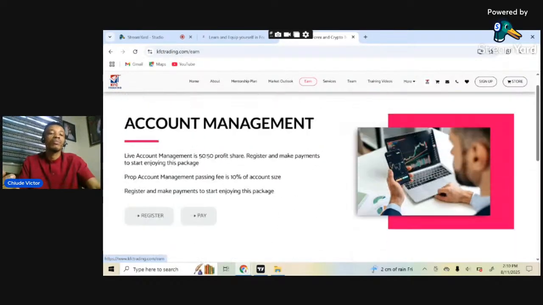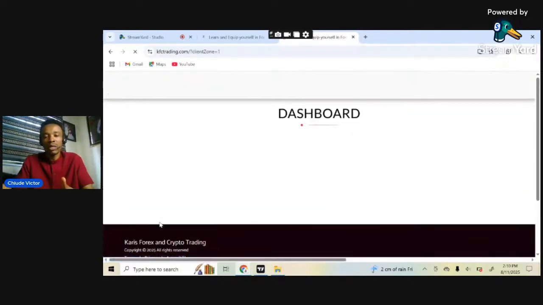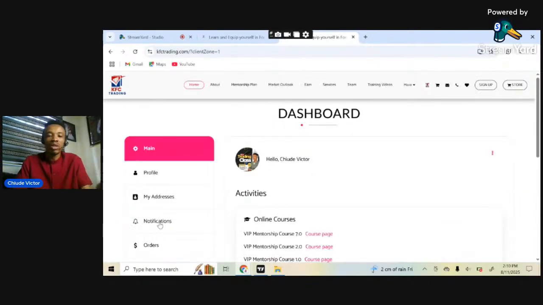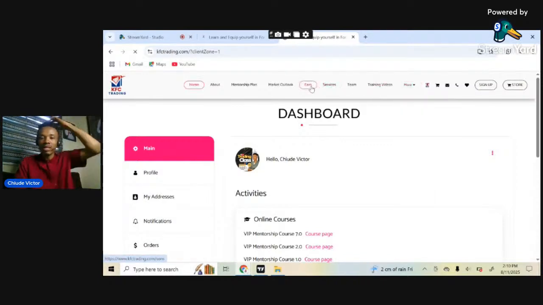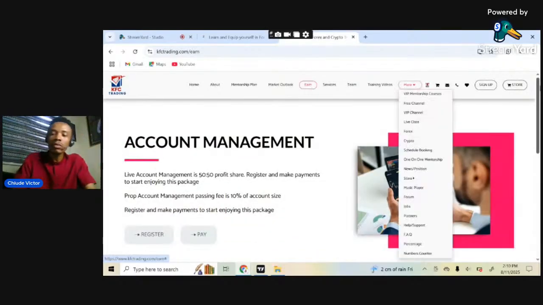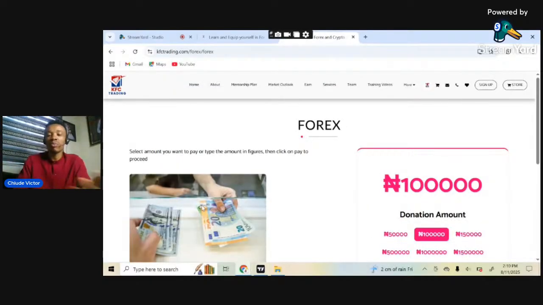And then we have account management, for people who are not able to trade by themselves. They need to register for us to do account management for them. So to get started with account management, all you need to do is click on Register. After registering, if you're already registered, click on Pay.